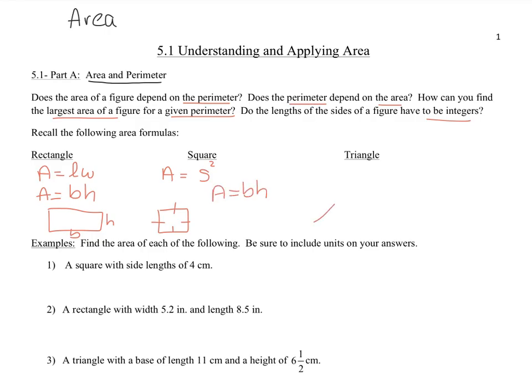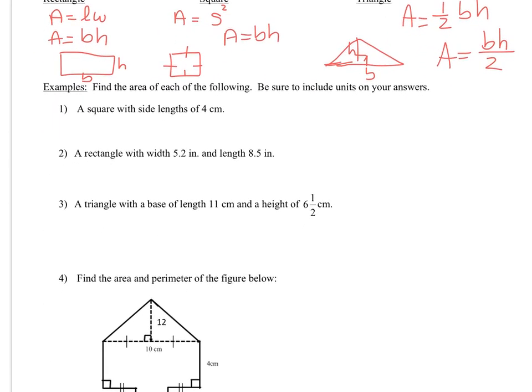For a triangle, you're going to need to know the altitude of that triangle, or the height of the triangle, and then the base. And then the area is 1/2 base times height. You can also think of that same formula as base times height divided by 2. So, just with that amount of information, we can fill these in.